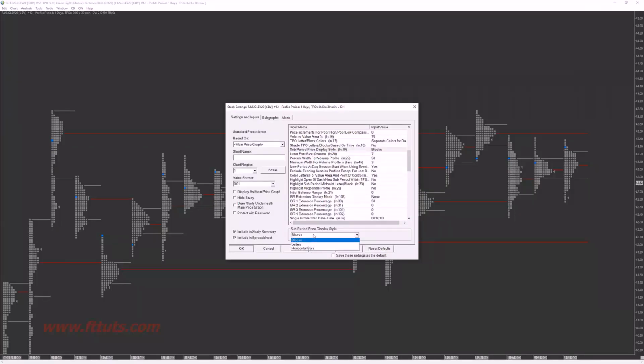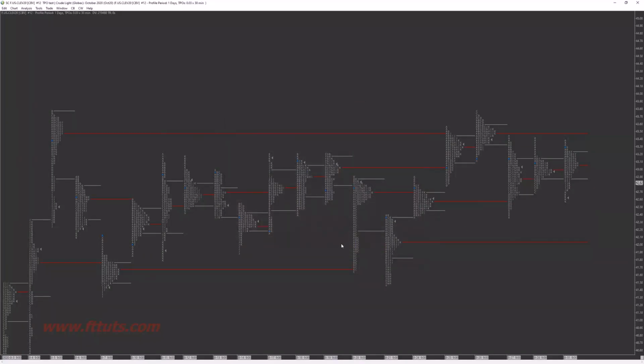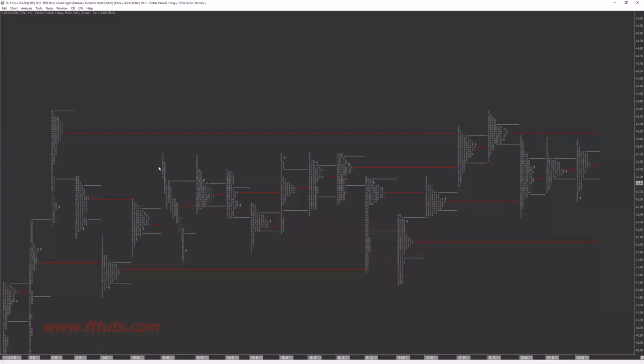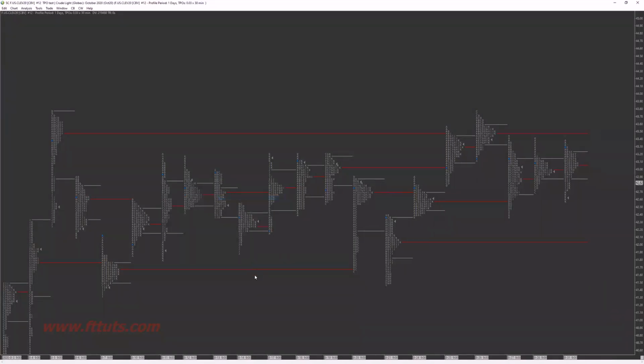With blocks, you do lose a sense of time unfolding, whereas with letters, I know that crude oil ends in K period. I can show you here if I split this out, letters and blocks in their own column. There you go. First 30 minutes is A, second 30 minutes is B, just like a 30-minute bar chart. So I know that K period is the final period, and J is the next to final period. If I'm looking at data and I see J, I get a sense of time of where that built this distribution, this profile.